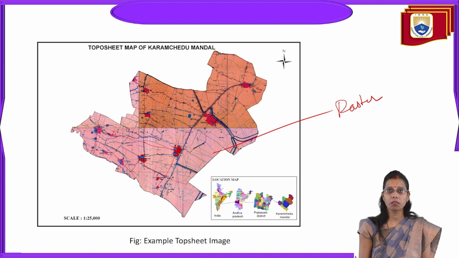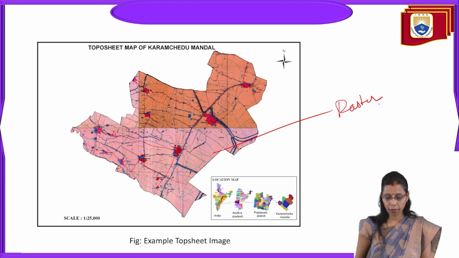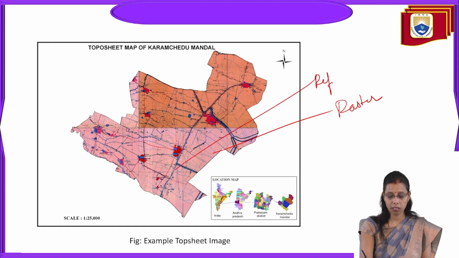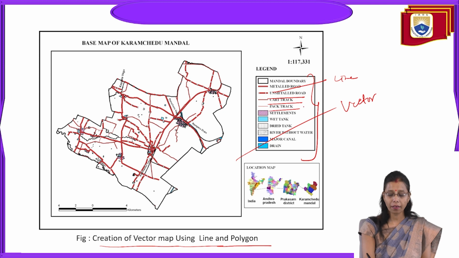Now, if you want to convert both of these to vector, in the third map, if you see, the information is converted into vector. Now this is vector. Why? By taking this as a reference, the information is converted into point, line, or polygon. Here we have just converted this map into line and polygon. These are the information given here. These are line features like metal road, unmetal road, cart track, foot track. These are all linear features which are given in the form of line.